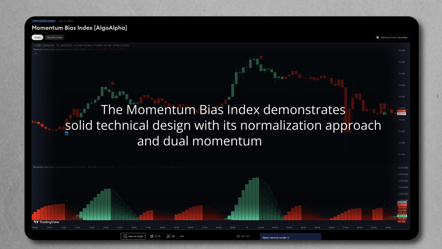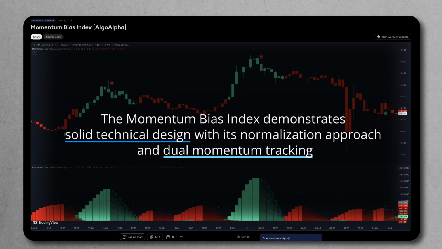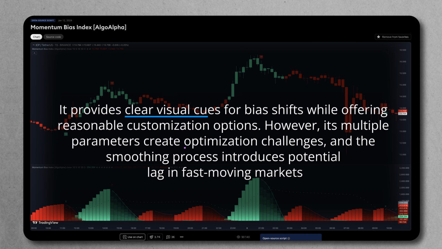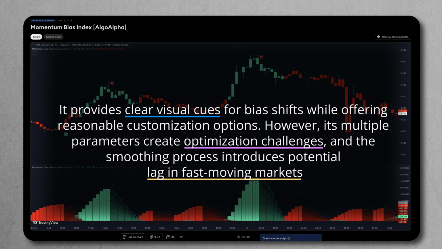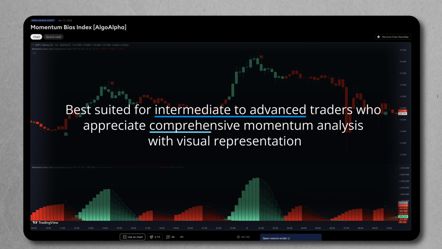The Momentum Bias Index demonstrates solid technical design with its normalization approach and dual momentum tracking. It provides clear visual cues for bias shifts while offering reasonable customization options. However, its multiple parameters create optimization challenges, and the smoothing process introduces potential lag in fast-moving markets. Best suited for intermediate to advanced traders who appreciate comprehensive momentum analysis with visual representation.